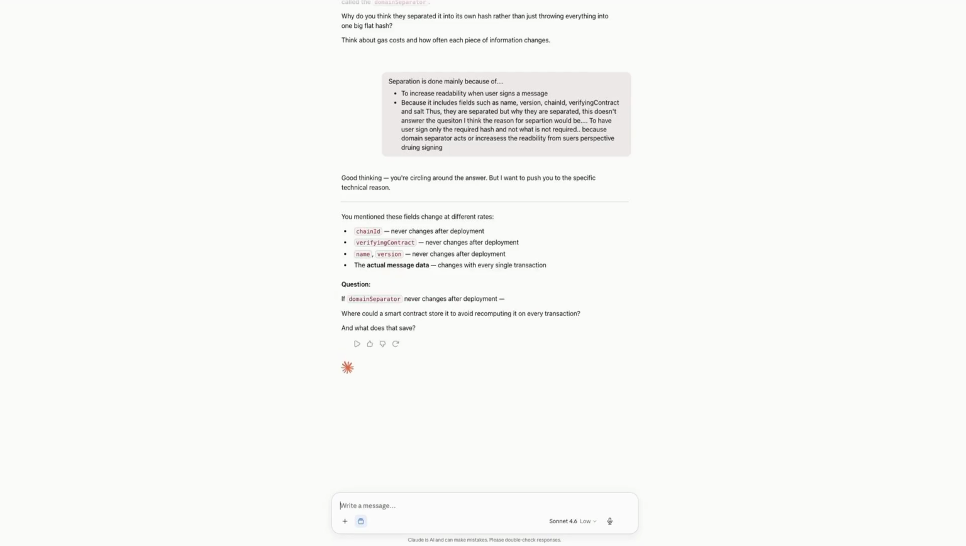Okay, you are circling around the answer, but I want to push you to the specific technical reason. You mentioned these fields change at different rates. Chain ID, verifying contract, name, version never change after deployment. The actual message data changes with every single transaction. If the domain separator never changes after deployment, where could a smart contract store it to avoid recomputing it on every transaction, and what does that save?